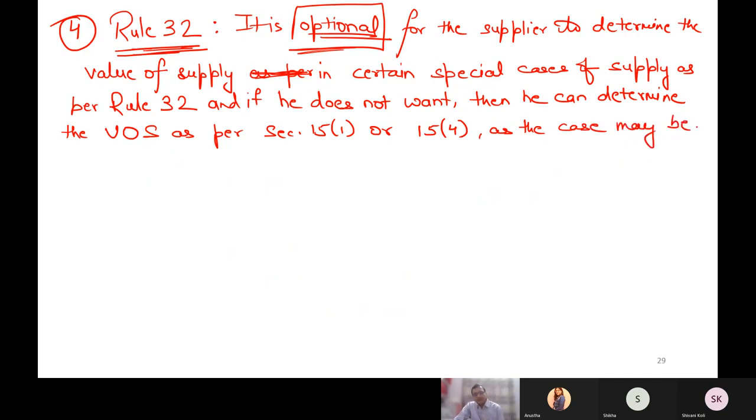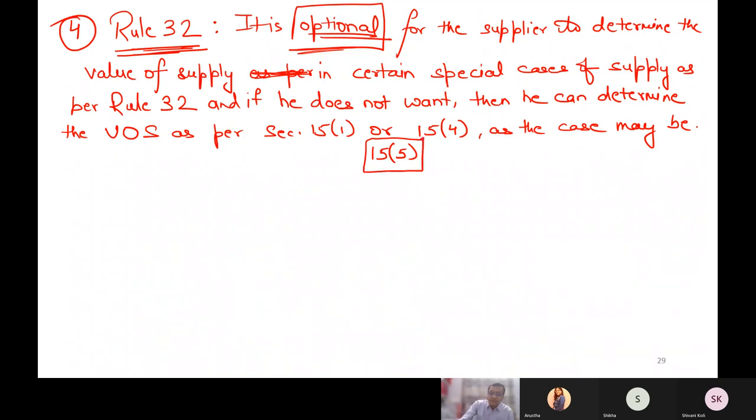So 15.1 is a section, 15.4 is a section, 15.5 is a section, and rule 32 also gives you a manner, some procedures to determine the value of supply in certain special cases. But rule 32 is optional. In case supplier thinks that rule 32 is giving me higher value, supplier has a right to ignore rule 32 and determine the value as per either section 15.1 or 15.4. I'm not writing that he can determine the value as per section 15.5. Why I'm not writing it?